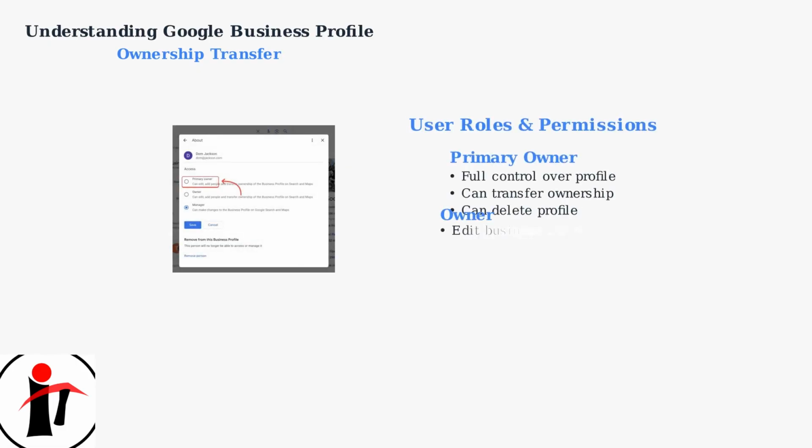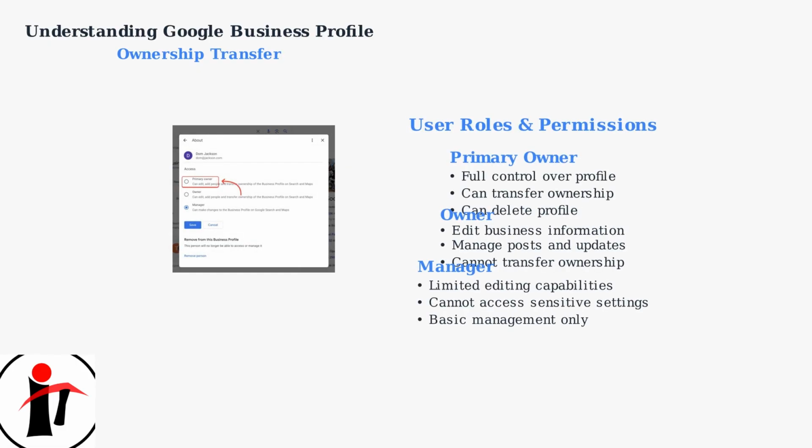There are three distinct user roles in Google Business Profile, each with different levels of access and control. Understanding these roles is essential before initiating any ownership transfer. The primary owner has complete control, including the ability to transfer ownership and delete the profile. Owners can edit business information and manage content, but cannot transfer ownership. Managers have the most limited access with basic editing capabilities only.